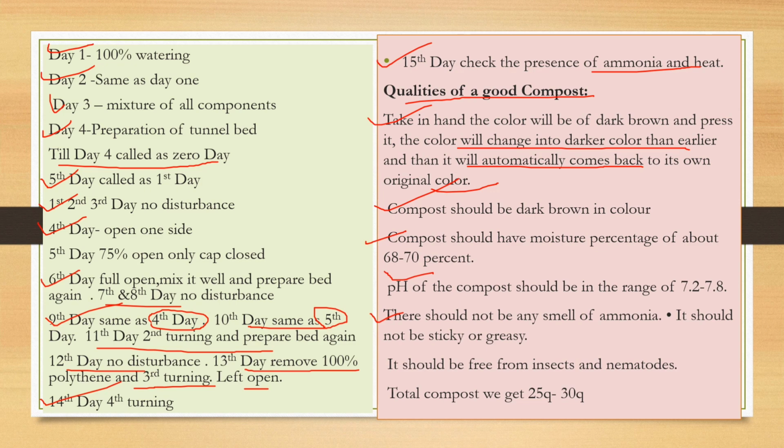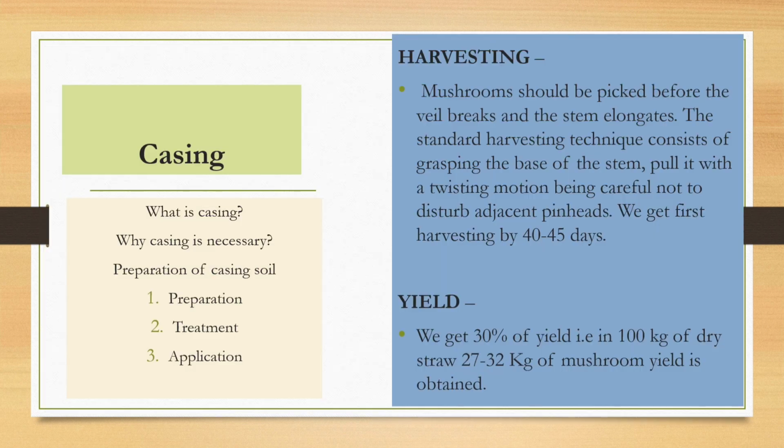So now comes casing. So what is casing? Casing is covering the top of the mushroom bed after completion of the spawn run with a layer of appropriate soil mixture, which is known as casing.